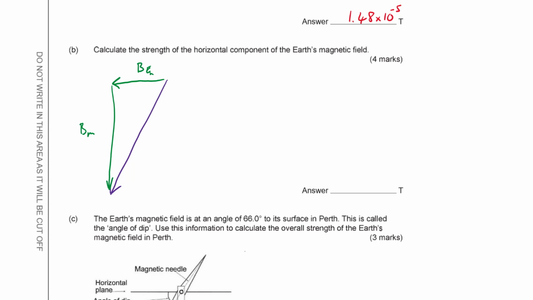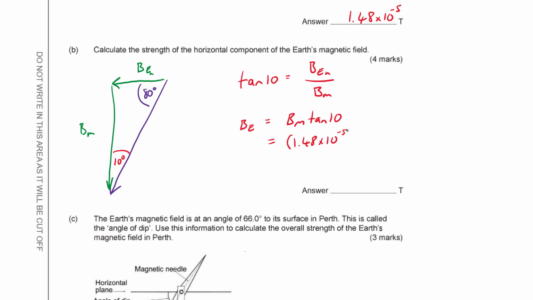Now it says it deviates by 10 degrees. That's the angle there. So I'm going to use this angle here. Tan of 10 is equal to the BEH over BM. Now what I can do is just come through here, rearrange, get BM tan 10, and you end up with 5 times tan 10. And I get 2.617 times 10 to the negative 6. So 2.62 times 10 to the negative 6 Tesla.